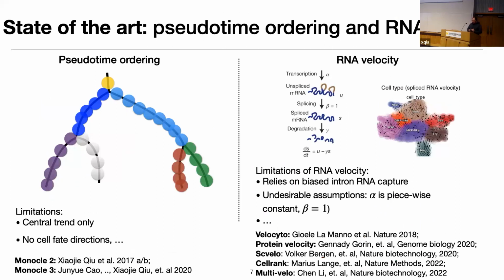So all these tools, of course, are very popular and give us a lot of biological insights, but they're still descriptive instead of predictive. For example, pseudotime only tells you the central trend of the cell state transition, while for RNA velocity, because it has to make a lot of undesirable assumptions, the velocity flow often is problematic.